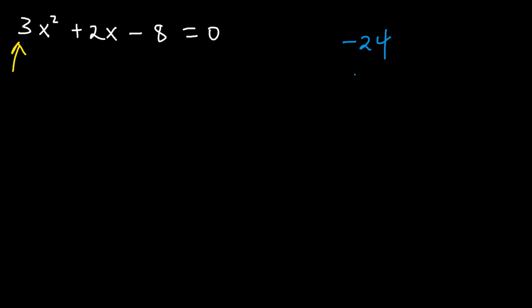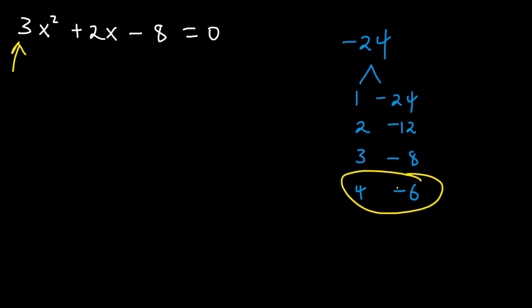And now we need to find two numbers that multiply to negative 24 and add up to positive 2. The numbers that multiply to negative 24, we can have 1 and negative 24, 2 and negative 12, 3 and negative 8, and then 4 and negative 6. Now 4 plus negative 6 will give us negative 2. But for this example, we have positive 2. So instead of using 4 and negative 6, we shall use negative 4 and positive 6.